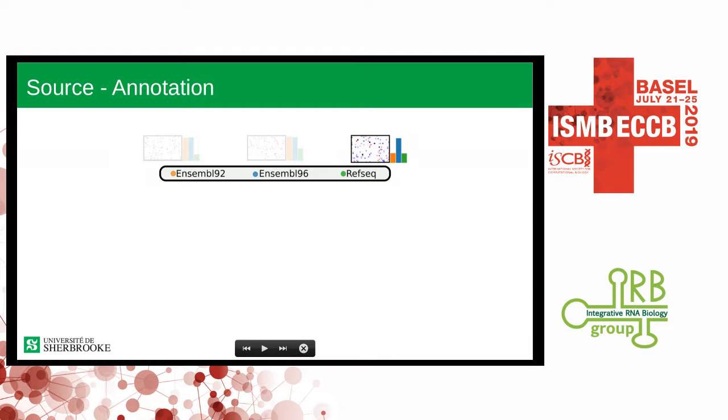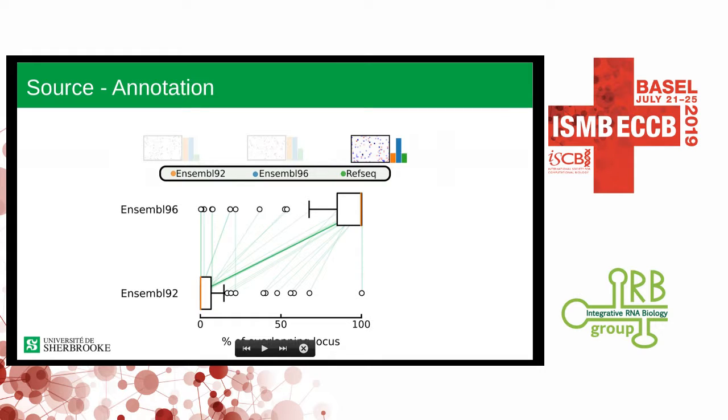And we'll be interested in this one because it's an easier story to draw, because we only have to look at what the differences are between Ensembl 92 and Ensembl version 96. And the idea was to find a common feature that all the genes that change between the annotations share. And well, you can't see it right now, but it's a percentage of overlapping locus.